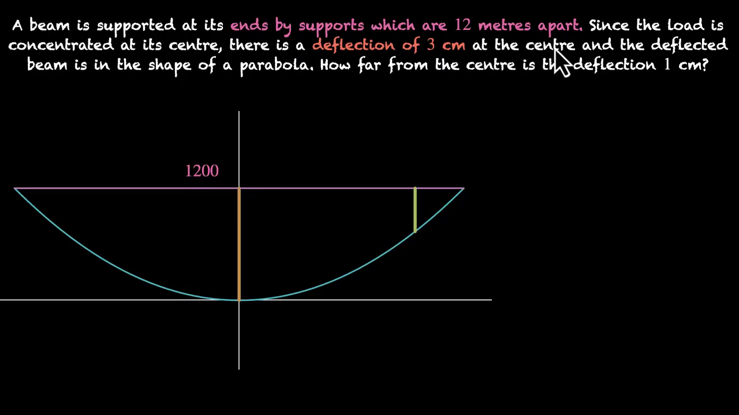All right. What else do we know? Since the load is concentrated at its center, the beam is bent like this because there is load concentrated at the center.